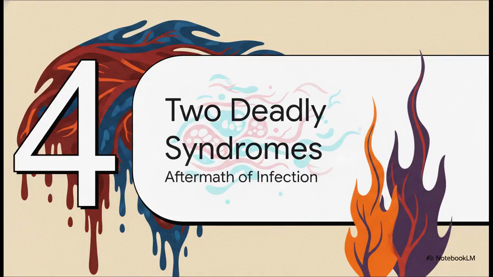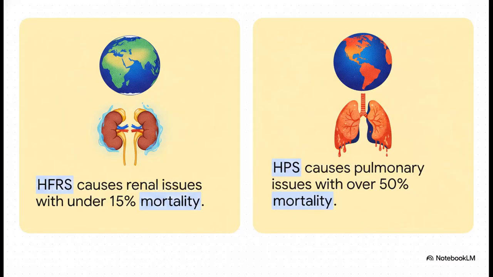Which brings us to Section 4. 2 deadly syndromes, the aftermath of infection. The medical notes lay out a very stark geographical divide in how this leakage affects us. In the Old World, meaning places across Asia and Europe, patients usually develop HFRS, or hemorrhagic fever with renal syndrome. Basically, the vascular leakage targets the kidneys.